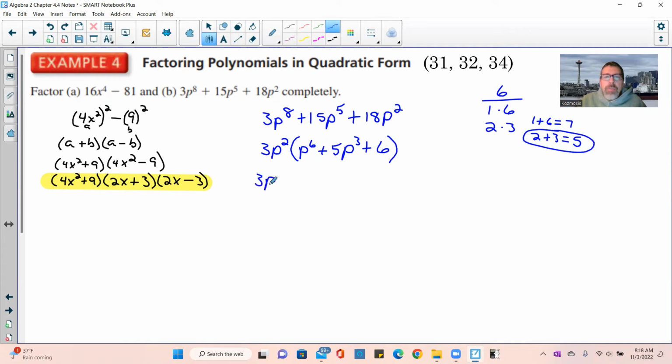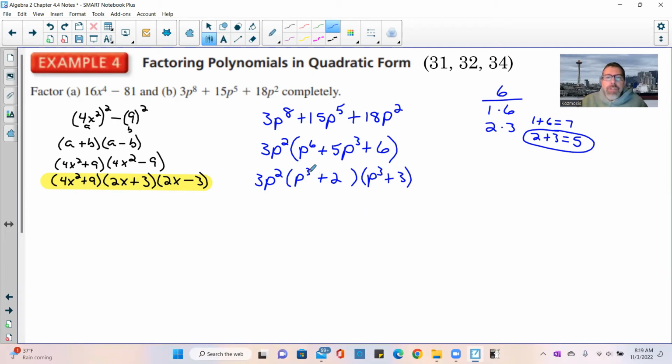So I take 3p squared times p to the 3rd, p to the 3rd. P cubed times p cubed is p to the 3 plus 3, which is p to the 6. There's my first term. And then I put these two numbers here, plus 2 plus 3. Because when I FOIL, L would be 2 times 3, which is 6. And first is p cubed times p cubed, which is p to the 6th. Outer is 3p cubed, inner is 2p cubed, and they add up to 5p cubed.